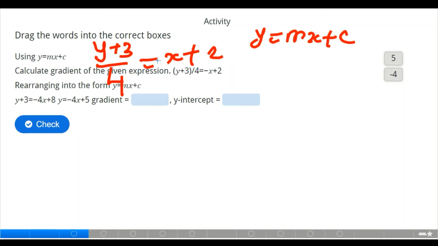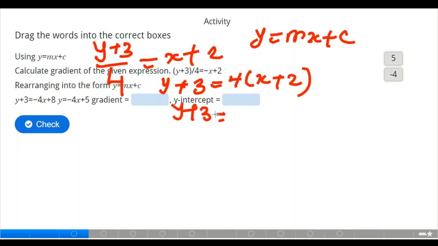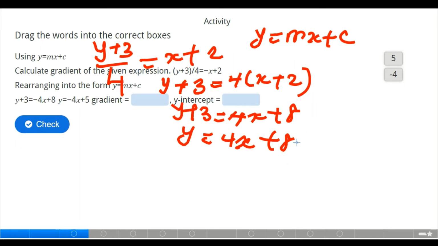So what we just need to do here, first and foremost, is multiply by the denominator. So we have y plus 3 equals 4 multiplied by what we have inside the term here. 4 times x will give us 4x, right? 4 times 2 will give us what? 8, right? Now we want y to be here. Look at this form of equation. So we are taking plus 3 to the other side and it changes to minus 3. So we have y equals 4x plus 8 minus 3.